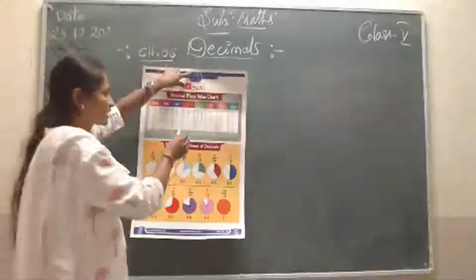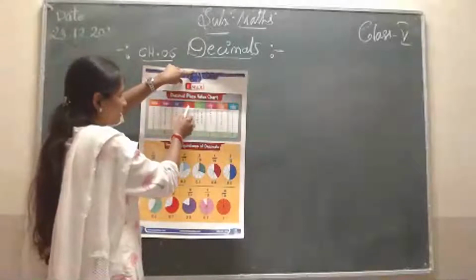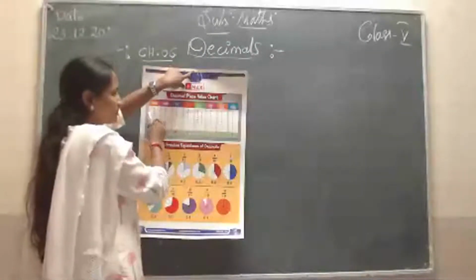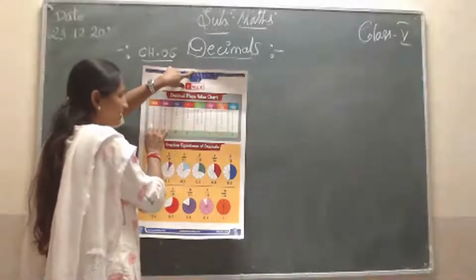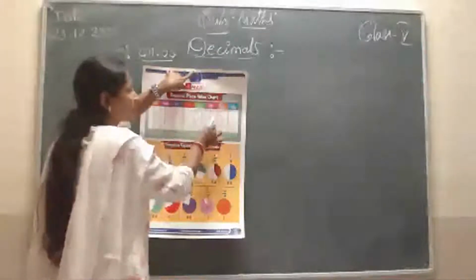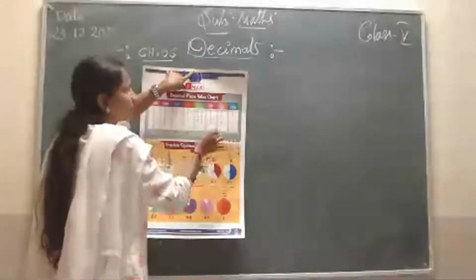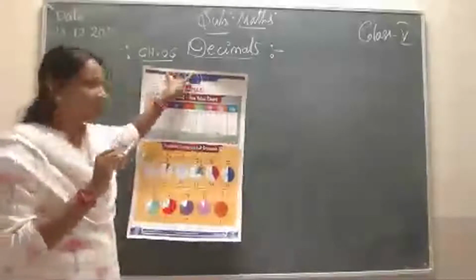You can see here: ones place, tens place, hundreds place, and thousands place. So this is ones, this is tens, this is hundreds, this is thousands. And on the decimal side you have the tenths, hundredths, thousandths. Can you see that? Observe all of it.